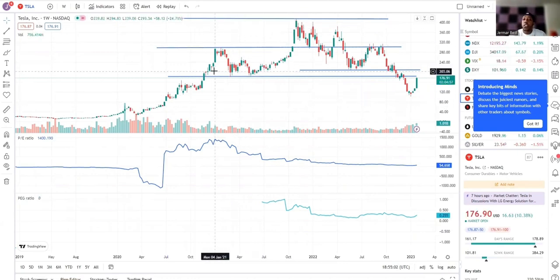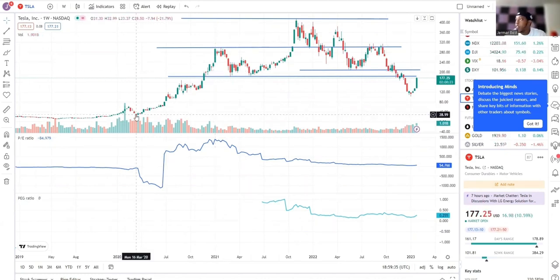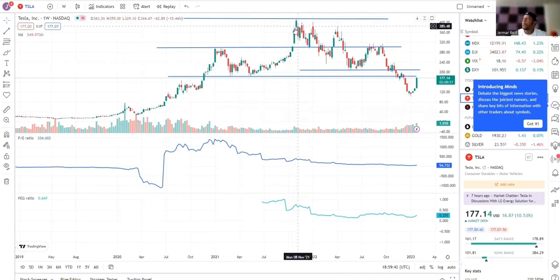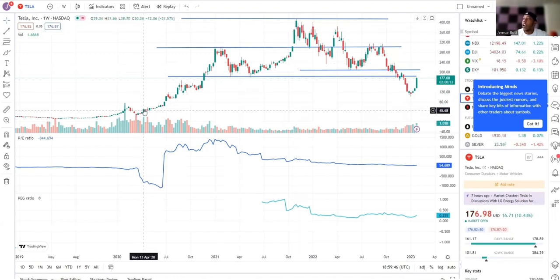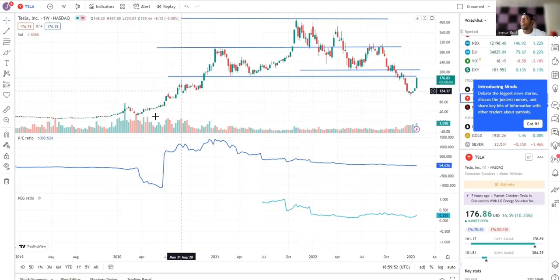So first and foremost, we interpret an uptrend by higher highs and higher lows. So what does that mean? Going back to the primary trend, you can see from March 2020 all the way until November 2021 that Tesla experienced higher highs, higher lows, higher highs, higher lows, and ultimately their primary trend was upward, like stated before.